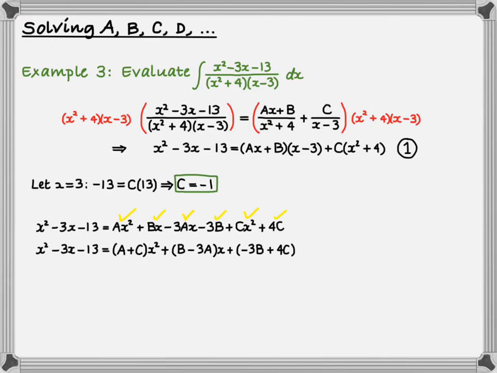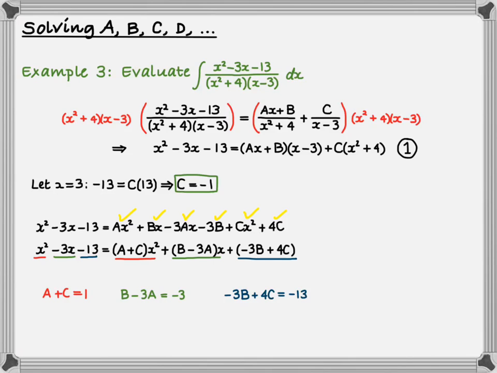So that will leave me with (a plus c)x squared plus (b minus 3a)x, and then lastly negative 3b plus 4c as a constant. If we now compare the coefficients of the x squared, the x and the constant terms, it will give us three equations, namely a plus c is equal to 1, b minus 3a is equal to negative 3, and negative 3b plus 4c is equal to negative 13.